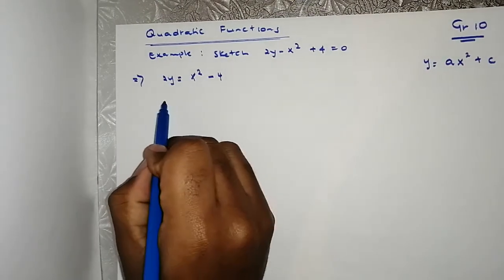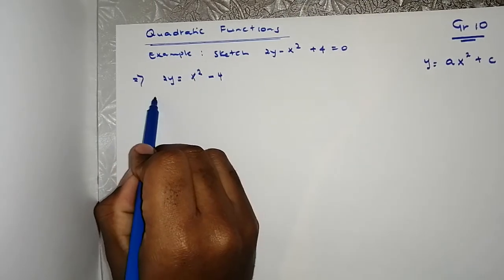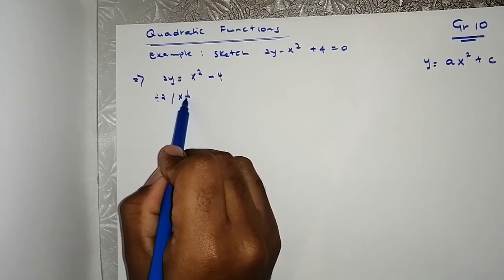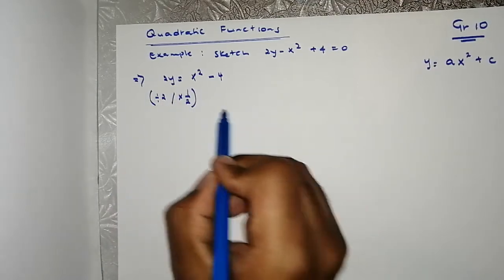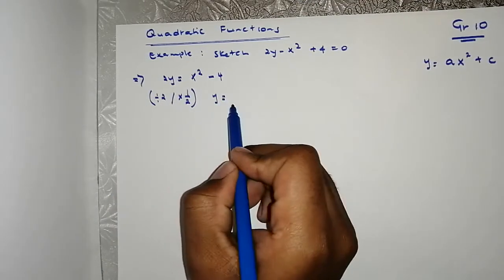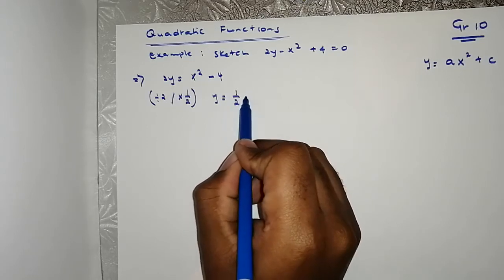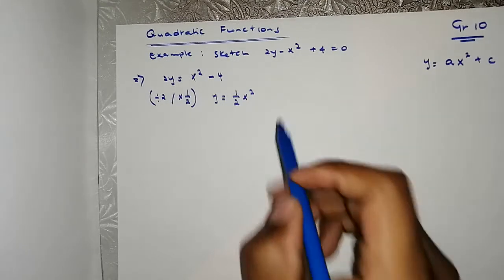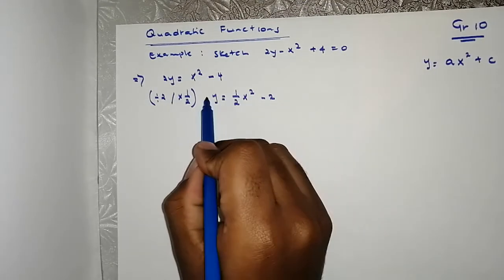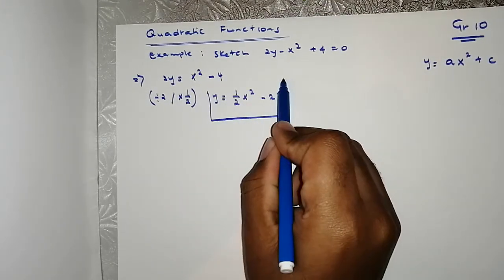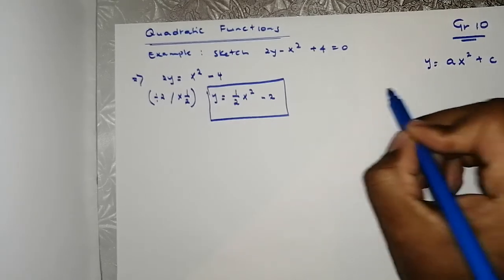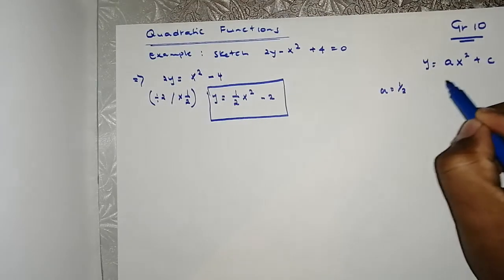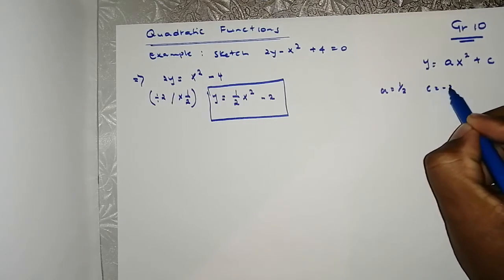And then we're going to divide by 2, or multiply by a half. So we're going to get y is equal to 1/2 x squared, and minus 4 divided by 2 is minus 2. So there is our graph, and we're able to identify that our a is a half and our c is minus 2.